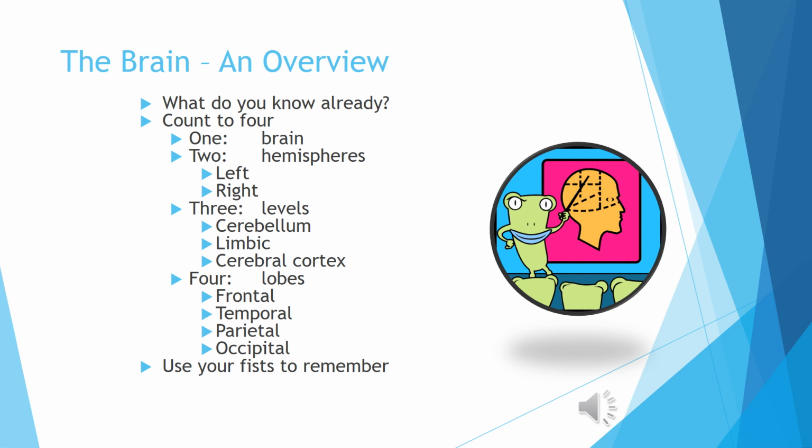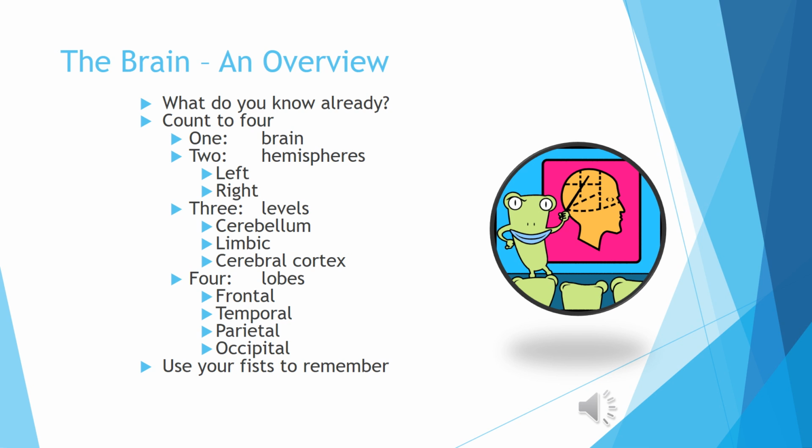You probably already know quite a bit about the brain. It's simple if you can count to 4. 1, we all have one brain. 2, each brain has 2 hemispheres, a left and a right, with different functions that we'll look at. 3, we have 3 levels to the brain depending upon which resource you read.